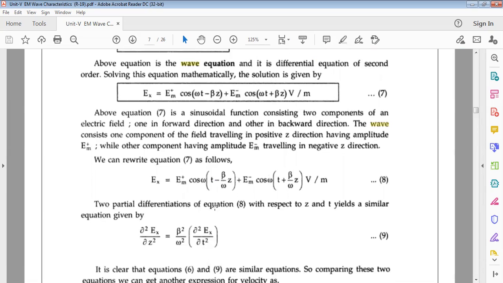Now take two partial differentiations of equation 8. You can apply the partial differentiation: dou Ex by dou t, dou square Ex by dou z square. Here z is there, so Em plus cos omega t minus beta by omega into z. Let us take it as Ex. One time you can apply the dou by.